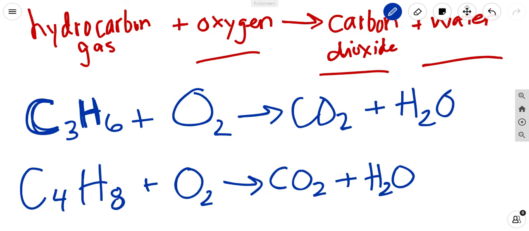Okay, so those are the 5 reaction types. We'll do a little bit more with them tomorrow. But for today, I just want you to take down the notes.